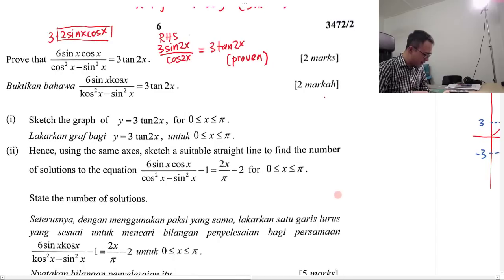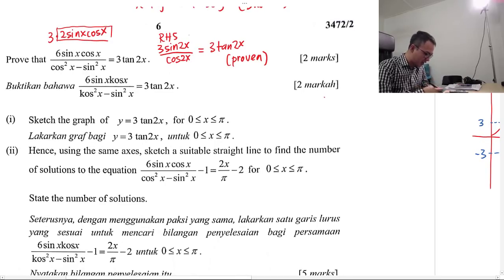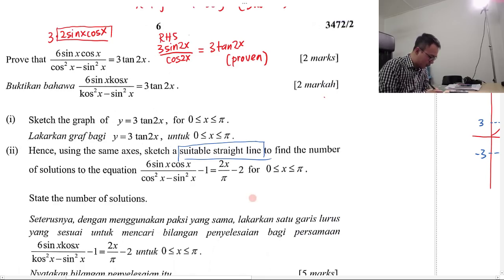Right, so hence by using the same axis, sketch a suitable straight line. So here very important is a straight line. They want a suitable straight line. That means it's a straight line, by solving this equation. So this one is quite easy.